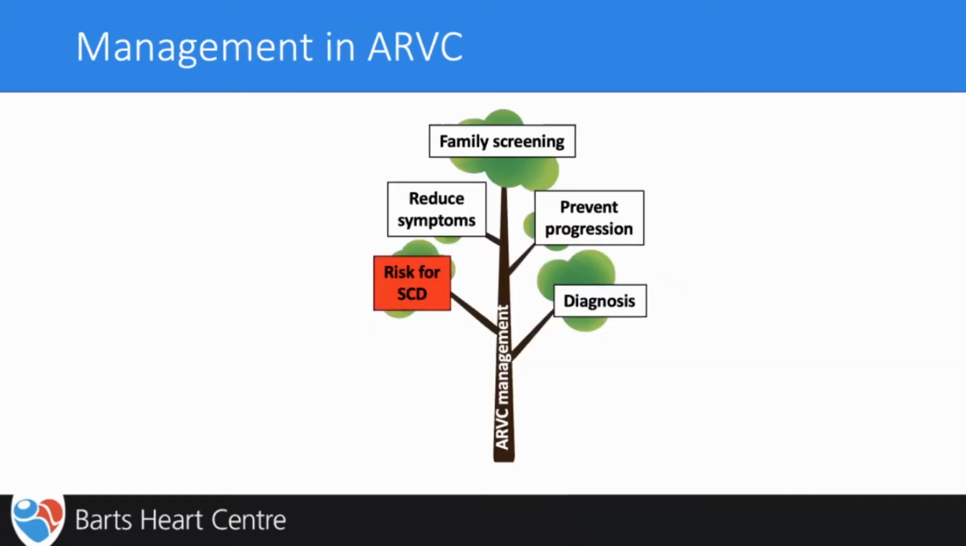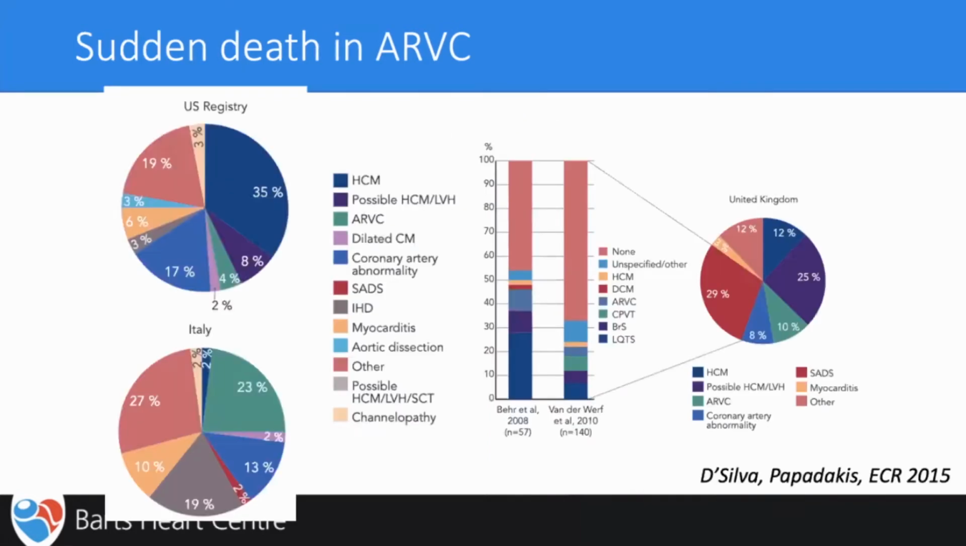Another important aspect of our management is really the risk of sudden death, and this is very important, as we know that sudden death in ARVC is well recognized. These are data from the US registry showing around 4%. I can just focus on the green. So 4% of sudden deaths are due to arrhythmogenic cardiomyopathy. In Italy, where it's a much better recognized phenomenon, about 23% of the sudden deaths may be secondary to arrhythmogenic cardiomyopathy.